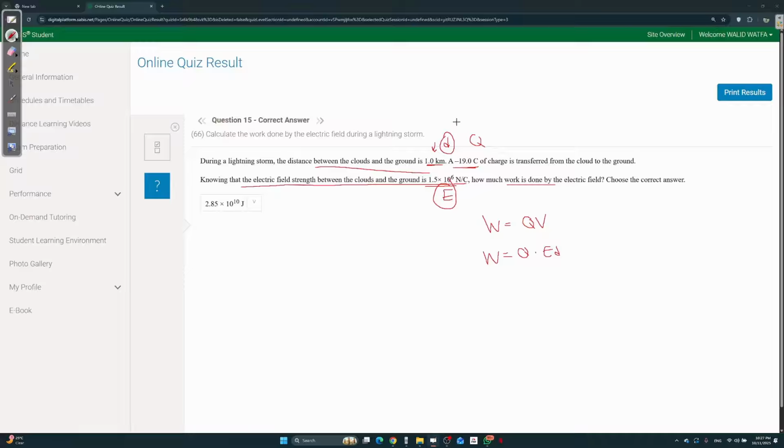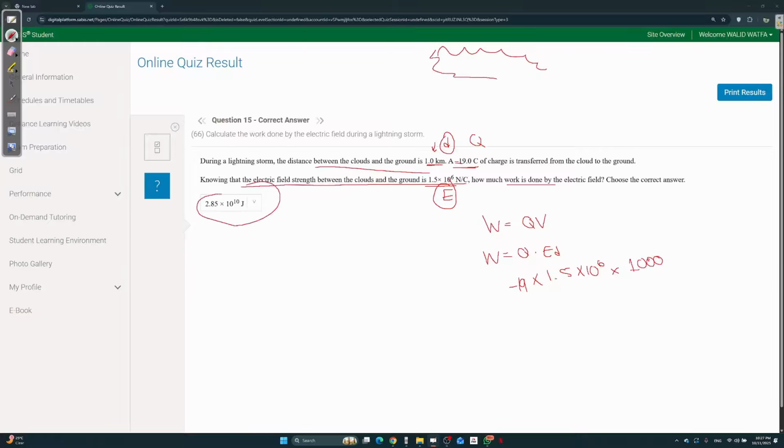What is Q? Q is 1.6 times 10 to the minus 19. But we take it to be positive. Why? Because we're going from... Sorry, we take it to be negative. But I'll tell you why the answer is positive in a sec, okay? E is 1.5 times 10 to the power of 6. D here is 1 kilometer, which is 1000 meters. But why is the answer positive?